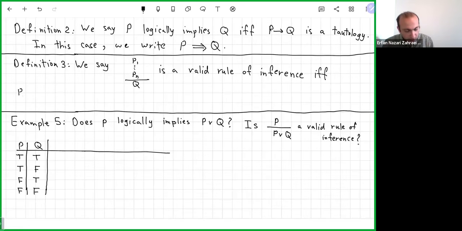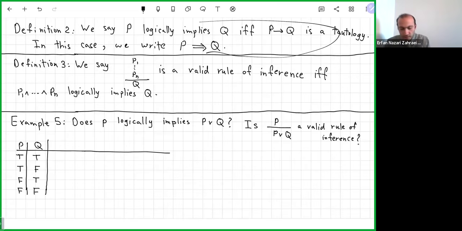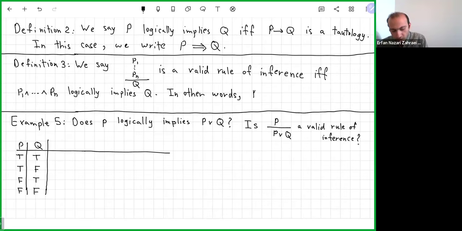If and only if P1 and all the way up to Pn logically implies Q. According to this definition, what was logically equivalent? In other words, P1 and ... and Pn implies Q is a tautology.